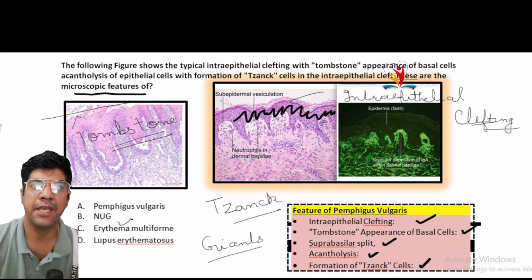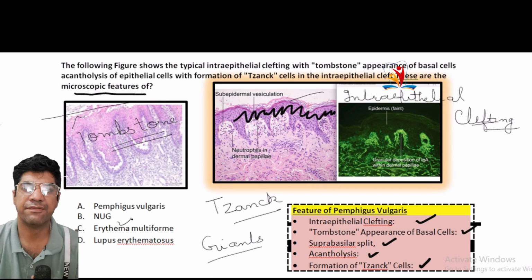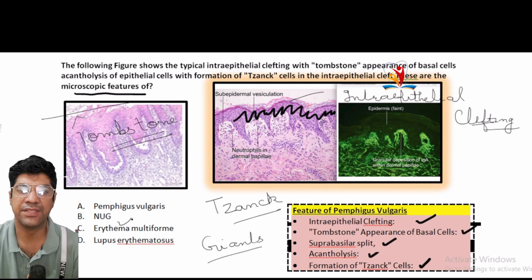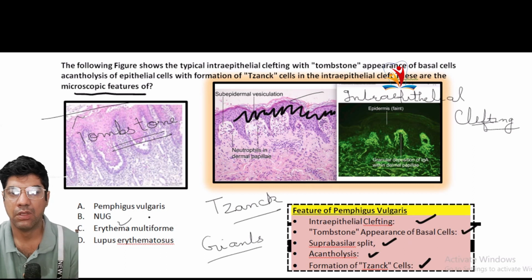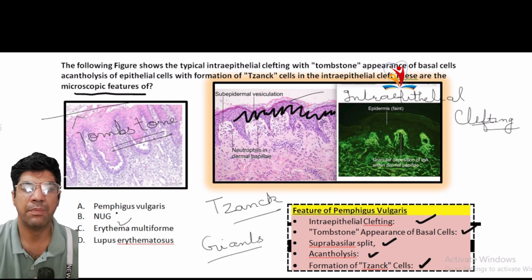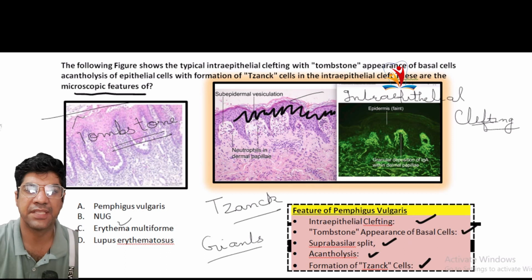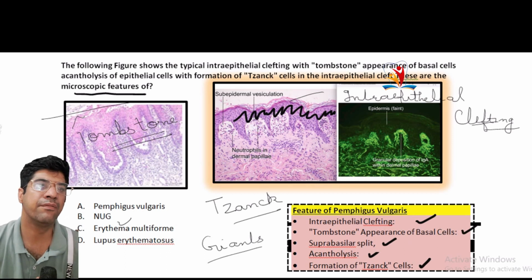Other options like NUG is a form of gingivitis involving the ulceration and necrosis of the gum tissue. Erythema multiforme is a skin condition that is characterized by target lesions. You will see the target lesions.